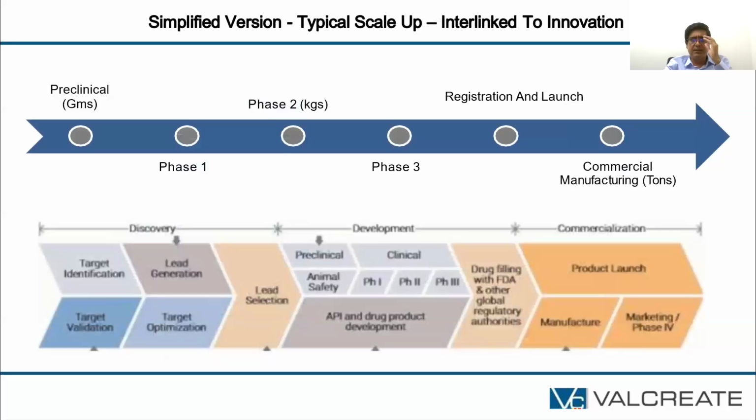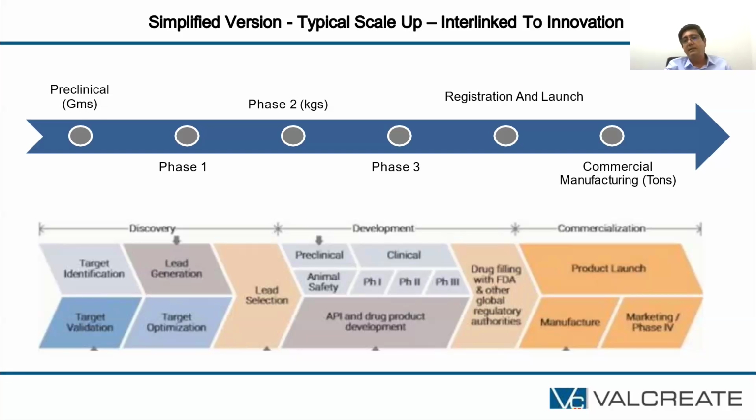So this is a simplified version of a scale up, which I've been mentioning under contract manufacturing and custom synthesis. Typically, custom synthesis happens at the earlier stages, which is preclinical, the gram and milligram stage in the lab. That's the time when you have target identification. What's a target? A target is a receptor in the body. Say you have a disease, a receptor is the cause for the disease, or a receptor can cure the disease. So you identify the receptor, you validate the receptor, which is a target, and then you generate a lead. What is a lead? A lead is a molecule which will cure the disease, which is the API. And then you optimize the target and you select the final lead to develop the medicine.